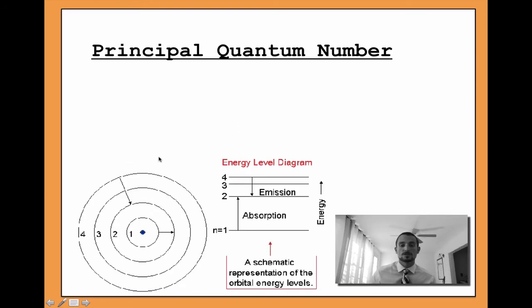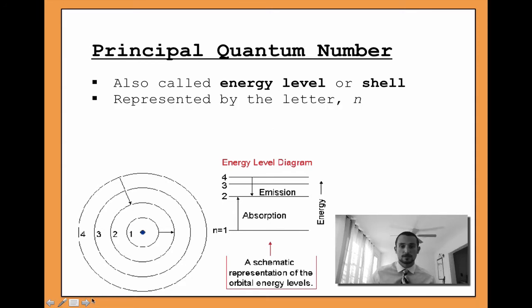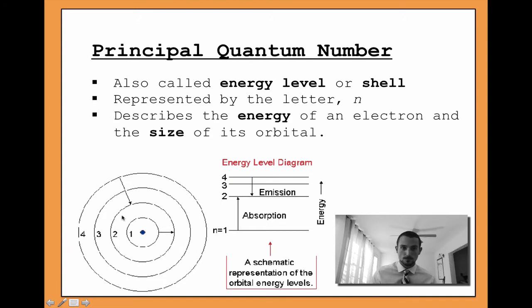So our first quantum number is our principal quantum number. That is also known as energy level or energy shell. So those are used interchangeably. We represent them with the letter N. So anytime you see the letter N, N equals, we see it right here on this picture, N equals 1, we're talking about the first energy level or the first principal quantum number. And as I mentioned previously, we're talking about the energy of an electron or its size.